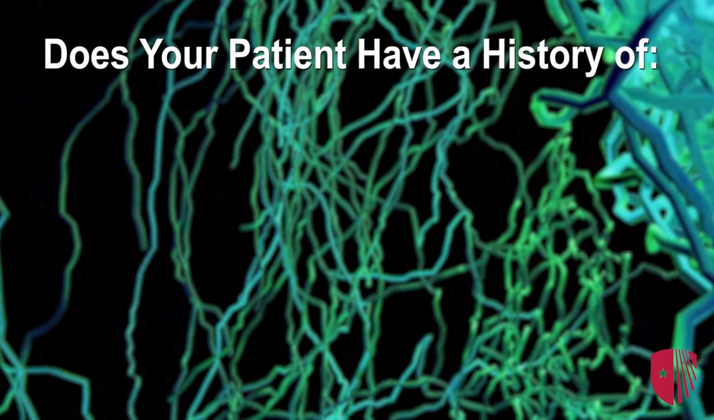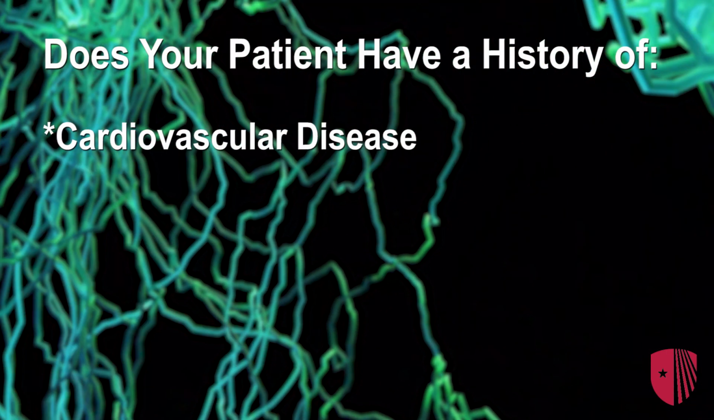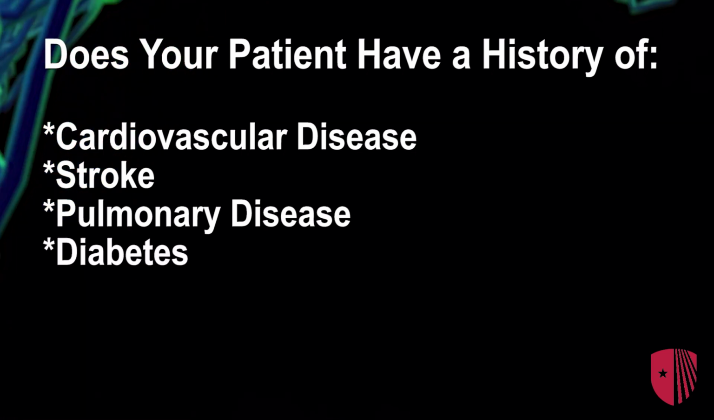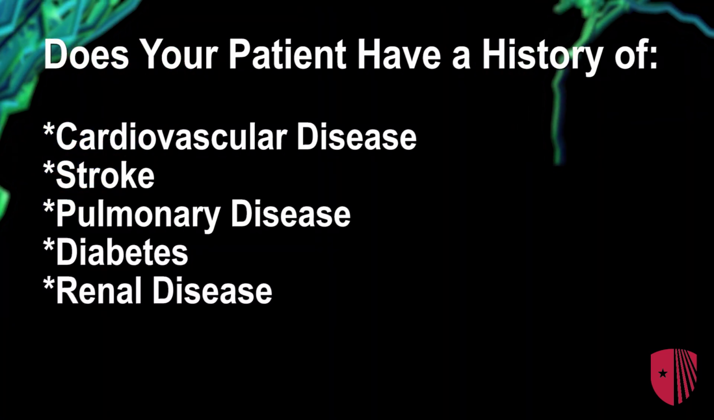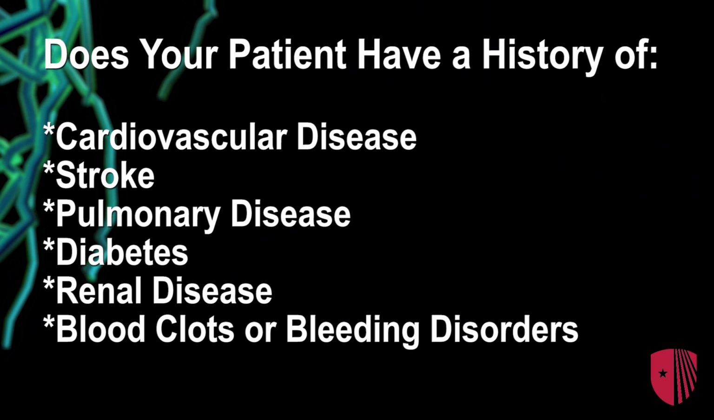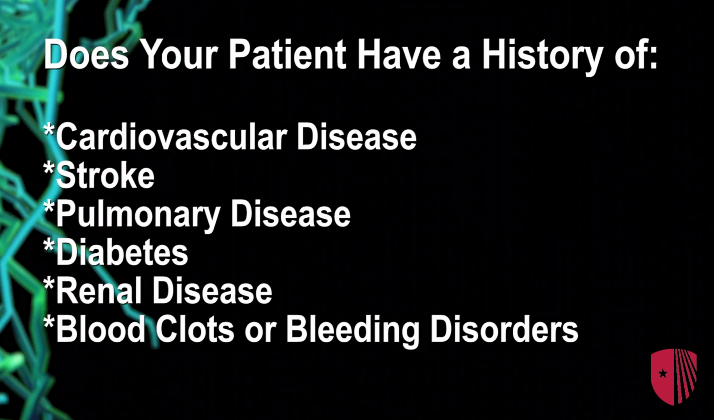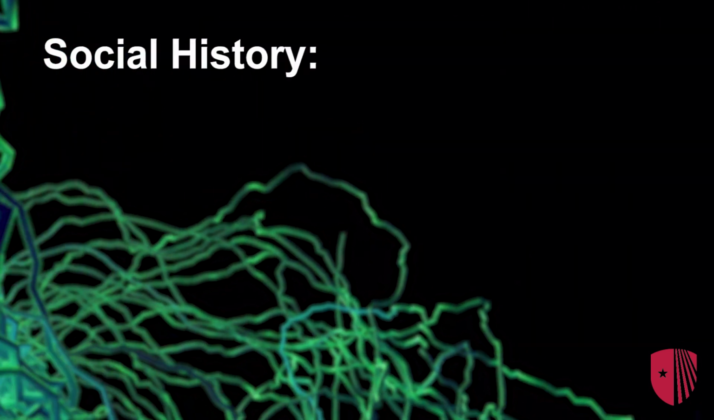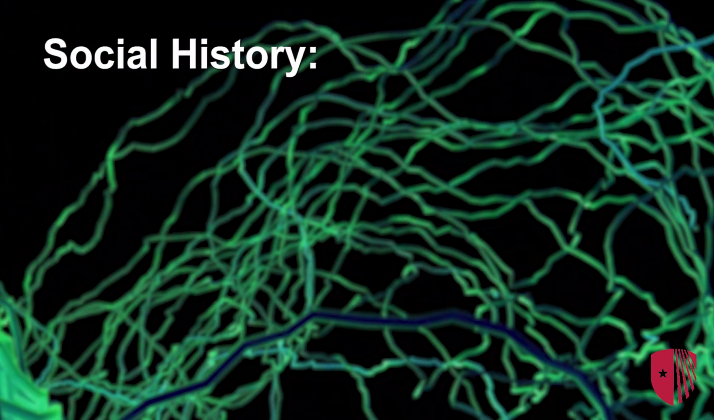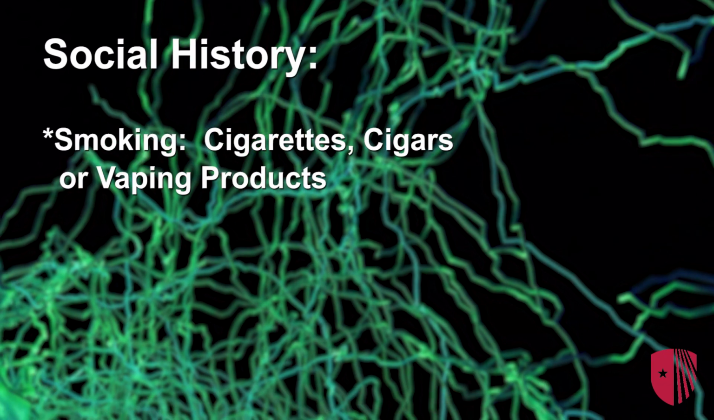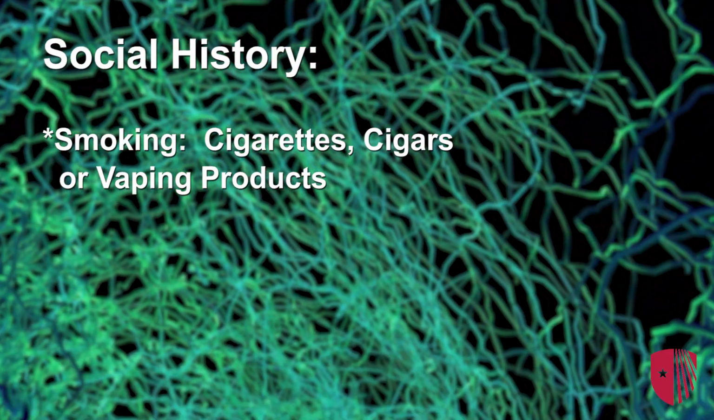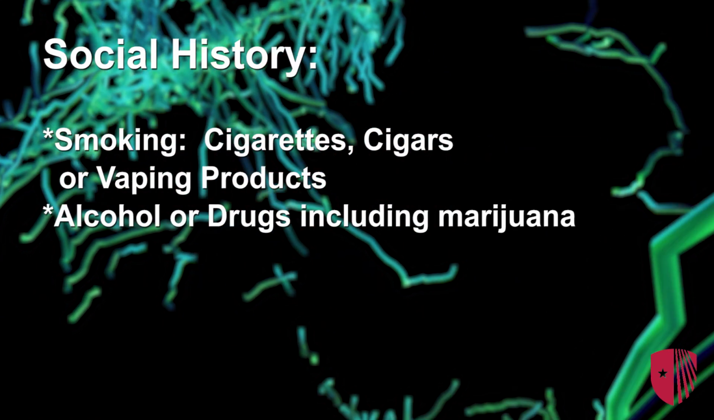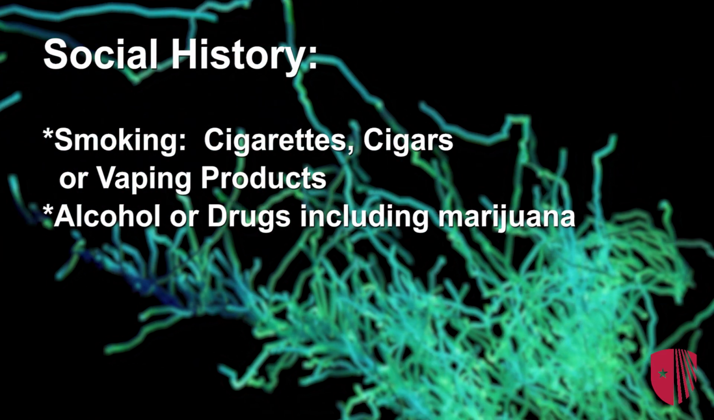You want to ask them if they have a history of heart disease, stroke, lung disease, diabetes, kidney disease, blood clots, or bleeding disorders, and any past surgeries. In addition to that, you want to ask them about their social history, and that includes smoking, cigarettes, cigars, vaping products, alcohol or drugs, including marijuana.